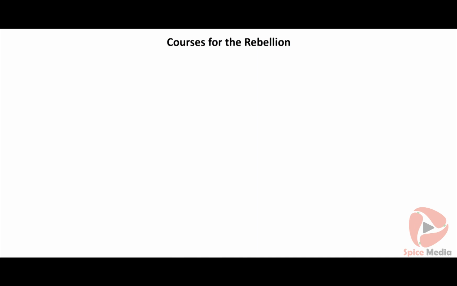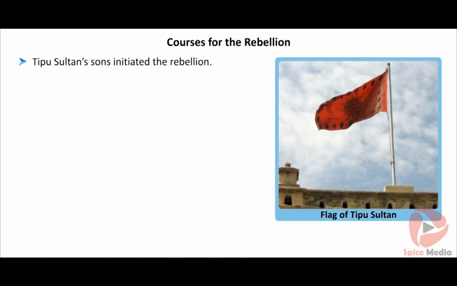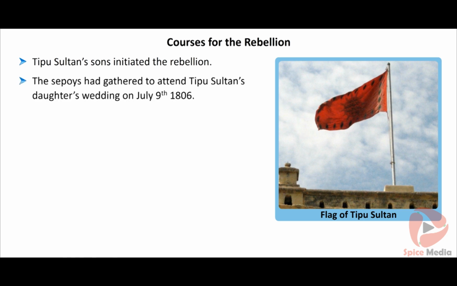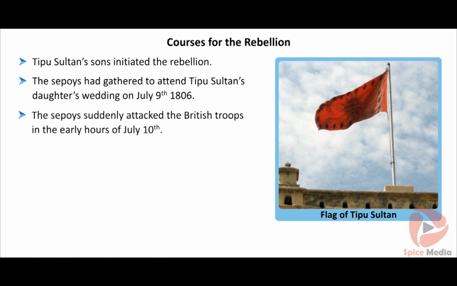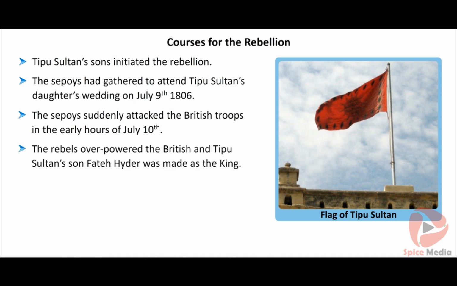Course of the rebellion. Tipu Sultan's sons initiated the rebellion and they secretly planned the revolt. The sepoys gathered to attend the function of Tipu's daughter's wedding celebrations on July 9, 1806, which was taking place inside the fort. The sepoys suddenly attacked the British officers and troops amidst the celebrations in the early hours of July the 10th. The flag of Tipu Sultan was hoisted at the Vellore fort and his son Fateh Haidar was made the king, and the rebels took complete control of the fort.